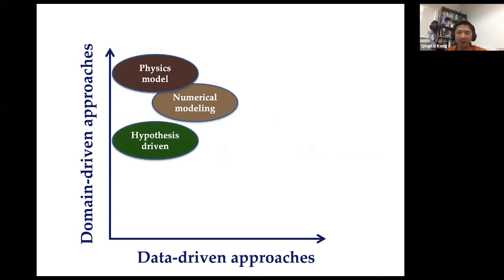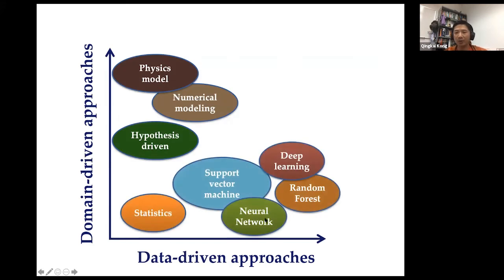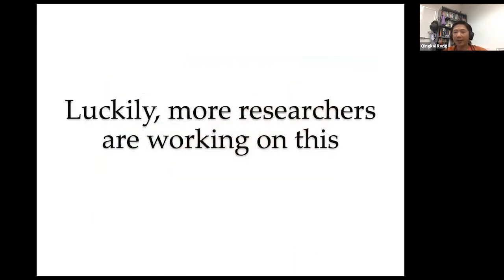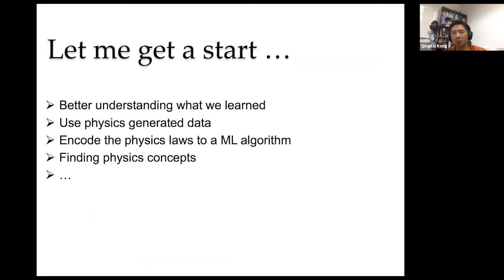Usually as domain scientists, we are very familiar with physics models and numerical modeling that use a small amount of data, but machine learning algorithms have started to dominate the data-rich fields, especially deep learning, which uses a lot of data to automatically find features to finish the task. There's a need for a hybrid approach that combines the power of these two domains to advance our science. Like I mentioned, a lot of researchers are working on this. I will just give some starting points to generate more discussion on how we can apply this to combine the physics.